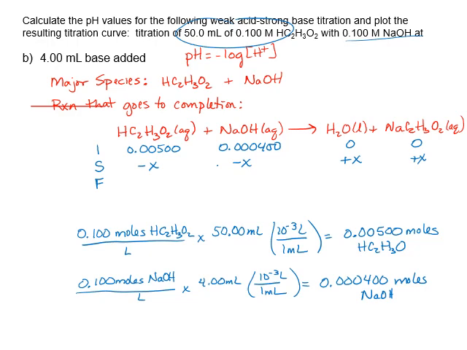We'll notice that the sodium hydroxide is our limiting reactant. So we expect at the end that this species will go down to 0, which means that our X value is going to have to be the 0.0004. When we subtract that number from the 0.005 moles of acetic acid that we started with, we get 0.0046 moles of the acetic acid that are left, and we'll be producing 0.0004 moles of the acetate ion.